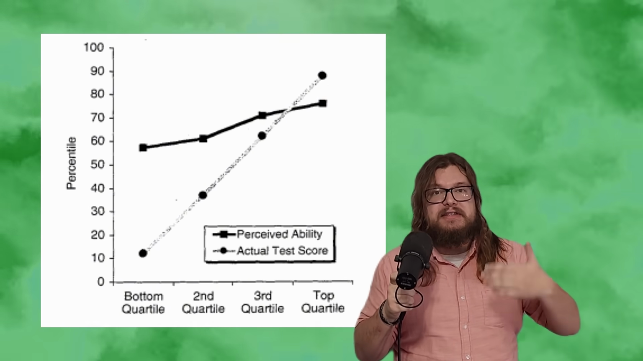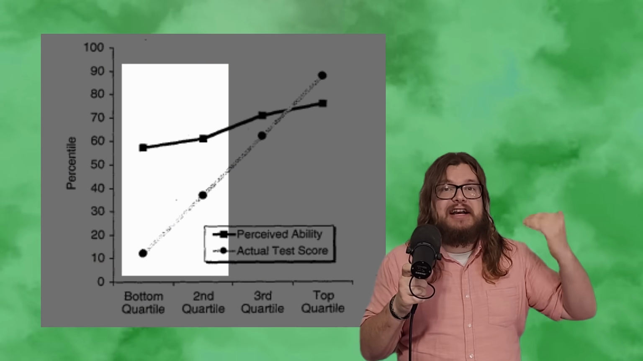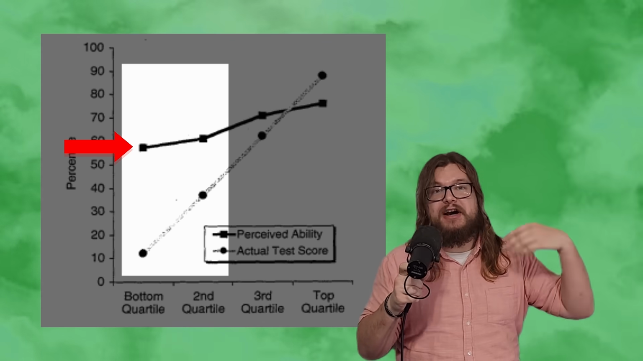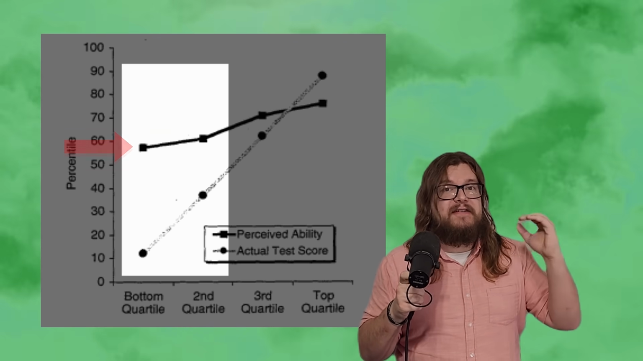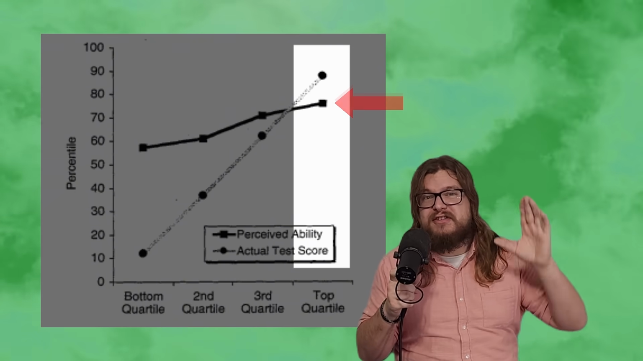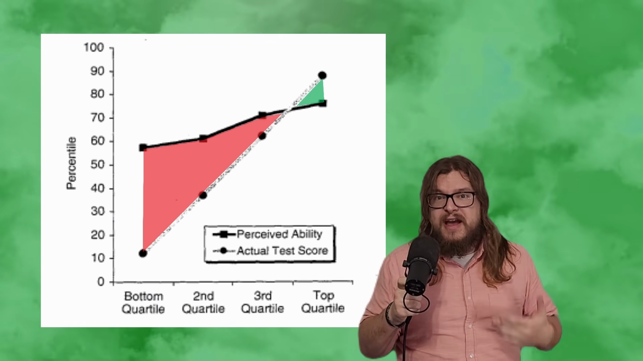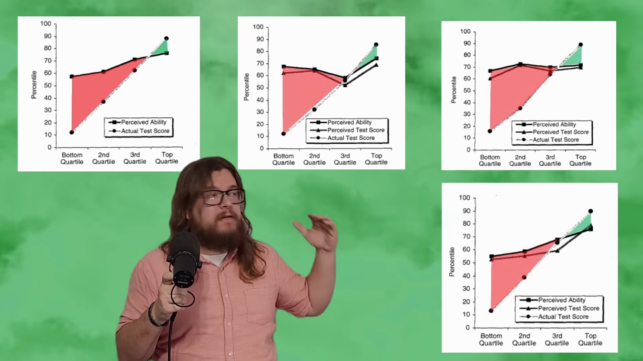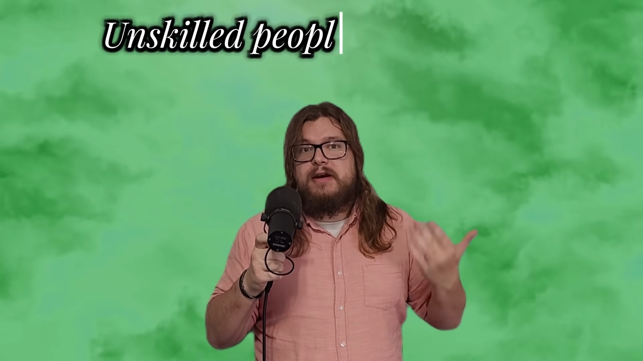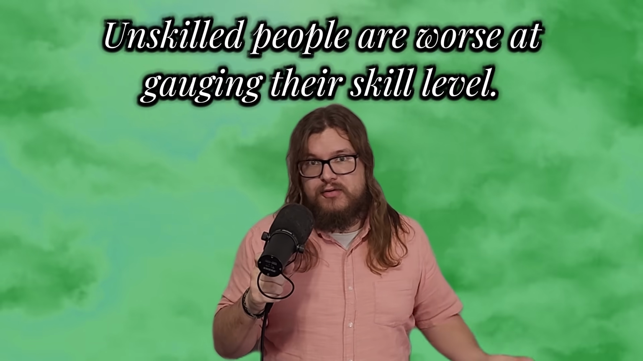The researchers noticed that the more unskilled groups overestimated how well they did. Their actual rankings were really low, but the ranking they thought they had was much higher. They also noticed that the very skilled groups did tend to underestimate how well they did, but the discrepancy amongst the lower skilled groups was just way more extreme, and we can see this pattern across all of the tests. So the researchers concluded that unskilled people were worse at gauging their skill level. That's the whole Dunning-Kruger effect.